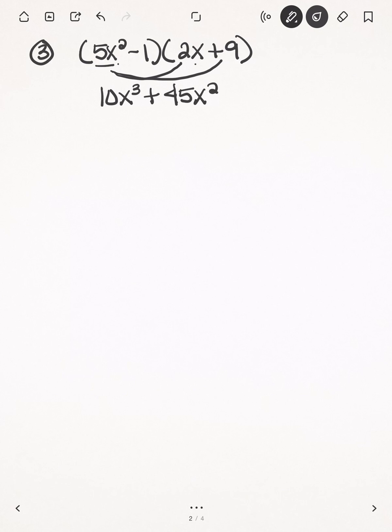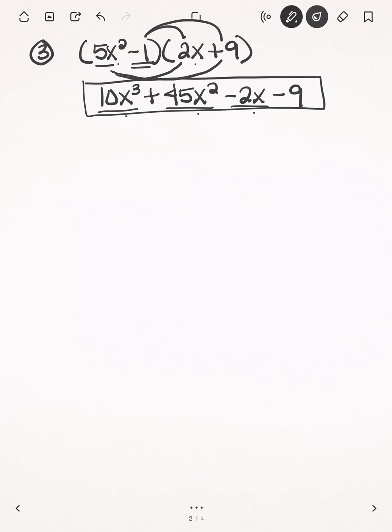Then I'm going to take the second term in my first parentheses, and I'm going to distribute that to everything in the second parentheses. So this times that, negative 1 times 2x would be negative 2x, and negative 1 times positive 9 would be negative 9. Now, when I go to collect like terms, you're going to notice that all of these terms are different. This one has 3 x's, this one has 2 x's, this one has 1 x, and this one has 0 x's. So I'm actually finished. This is my simplified answer. I cannot simplify that to a trinomial because I do not have any like terms.